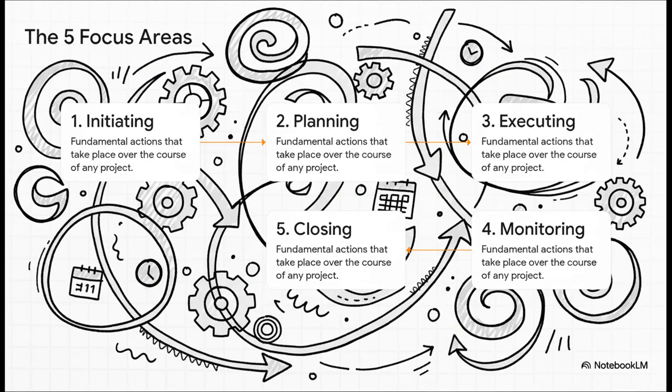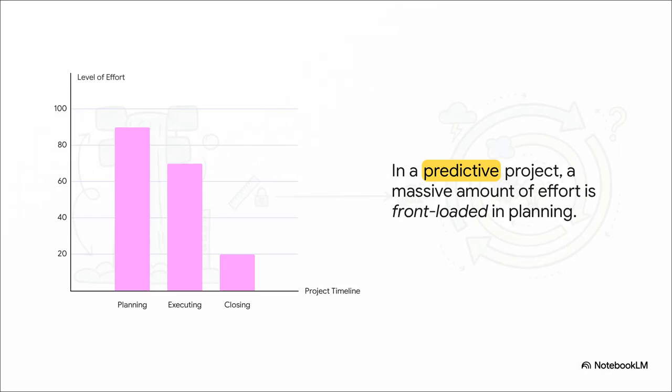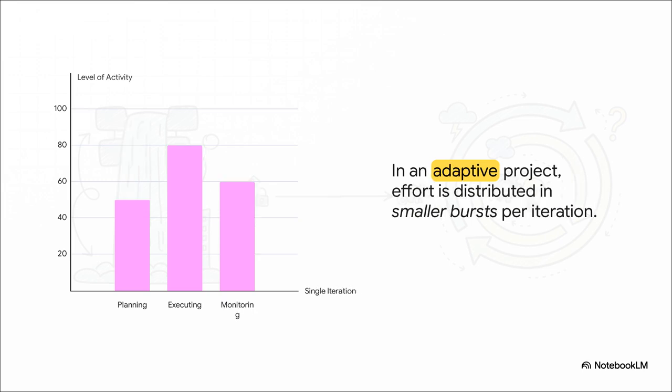And please, don't think of these as steps in a line, like you do one and then the next. Think of them more like 5 different hats you're constantly swapping throughout the entire project. You're always doing a little bit of planning, a little bit of executing, a little bit of monitoring, all at the same time. Now check this out. In a predictive project, you see this massive burst of energy in the planning part. It's like you're building a giant, perfect highway before anyone starts driving, just to make sure the rest of the trip is completely smooth.